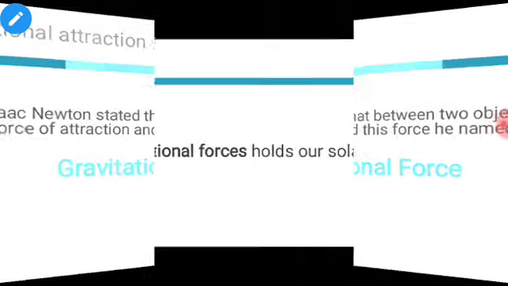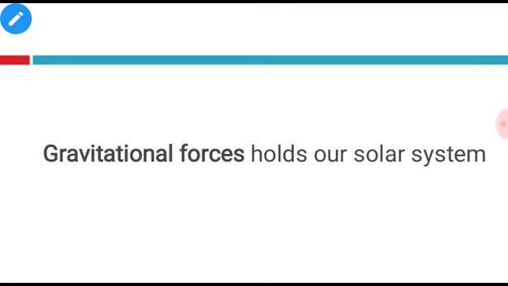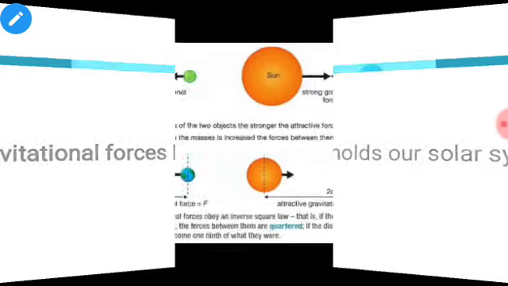Okay, so this gravitational force holds our solar system. Because of this gravitational force, all the planets stay in their positions and revolve around the sun. If this gravitational force is not present, then none of the planets will stay in their positions, and none of them will spin around the sun.